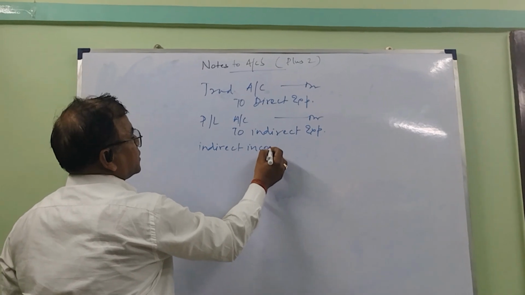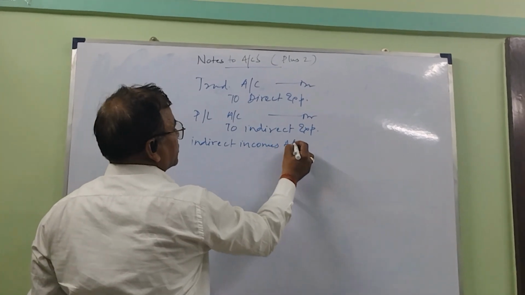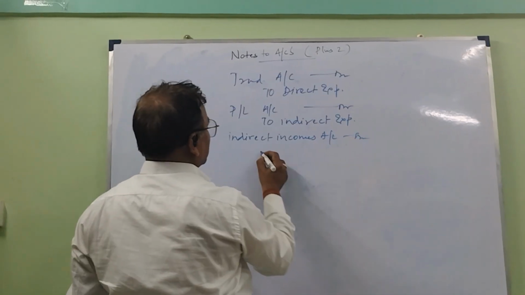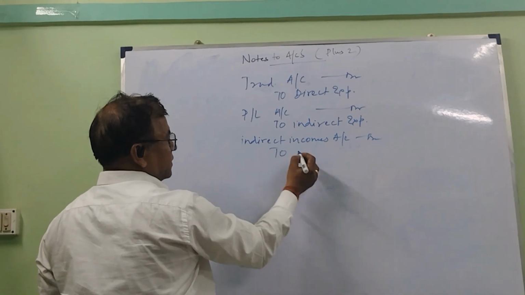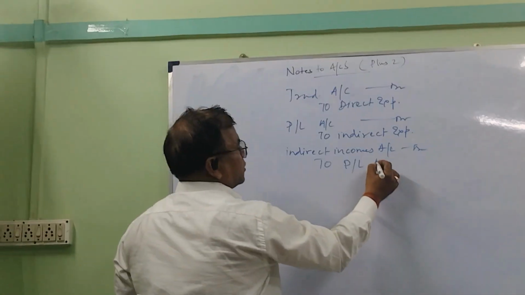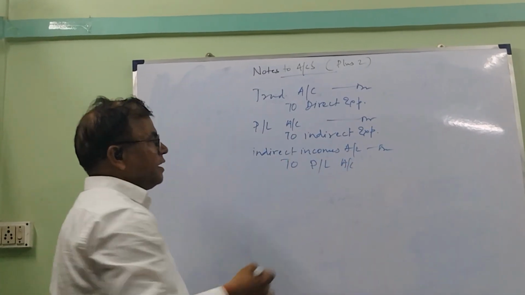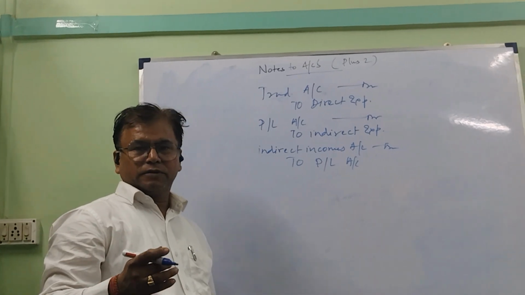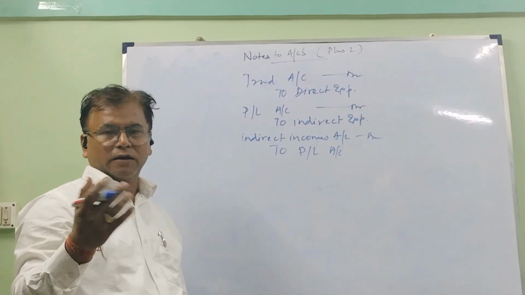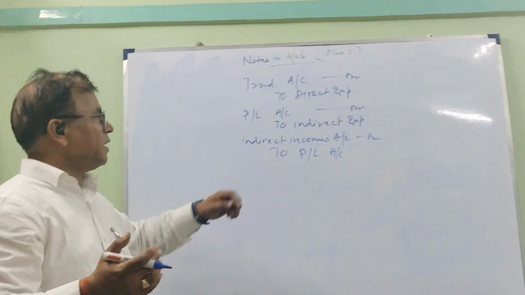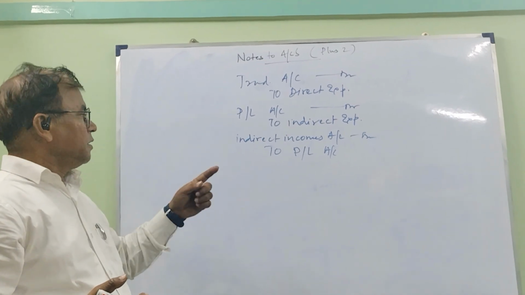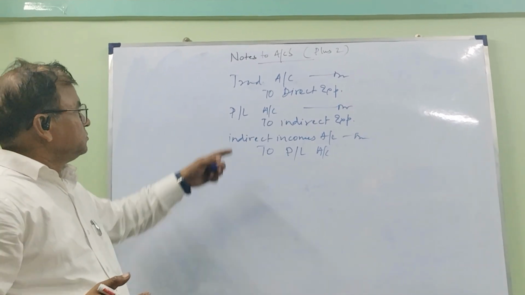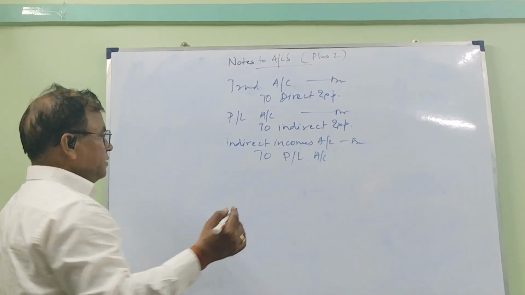all the indirect incomes will be closed by transferring them to the PL account. So these are the three journal entries which are actually our closing journal entries, by which you can understand closing journal entry. Now I'll give you one example.